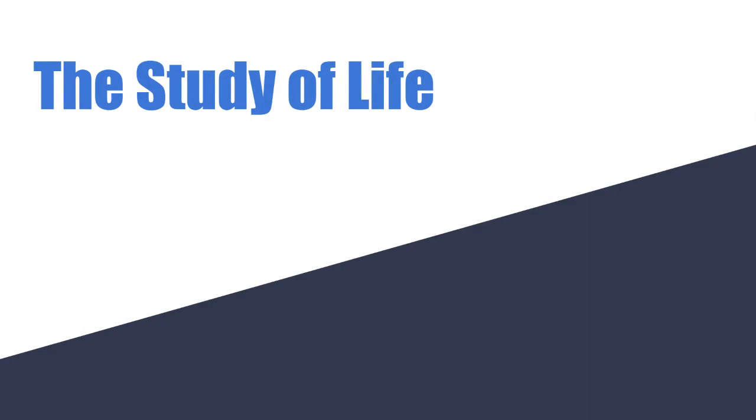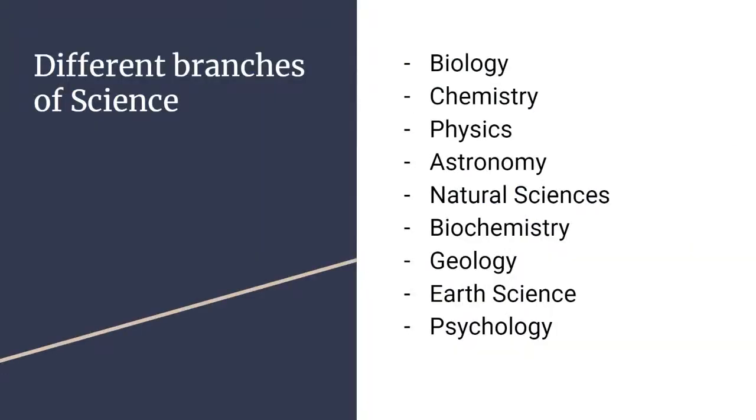Now, let's begin. So, first, I wanted to start off by breaking science into the different branches that there are, because science is a very broad term that's used, and there's many subfields in science. All of them are very, very interesting. And so, this list that I have here is very limited because there's many more, but I could still go off of this. There's biology, chemistry, physics, astronomy, natural sciences, biochemistry, geology, earth science, and psychology.